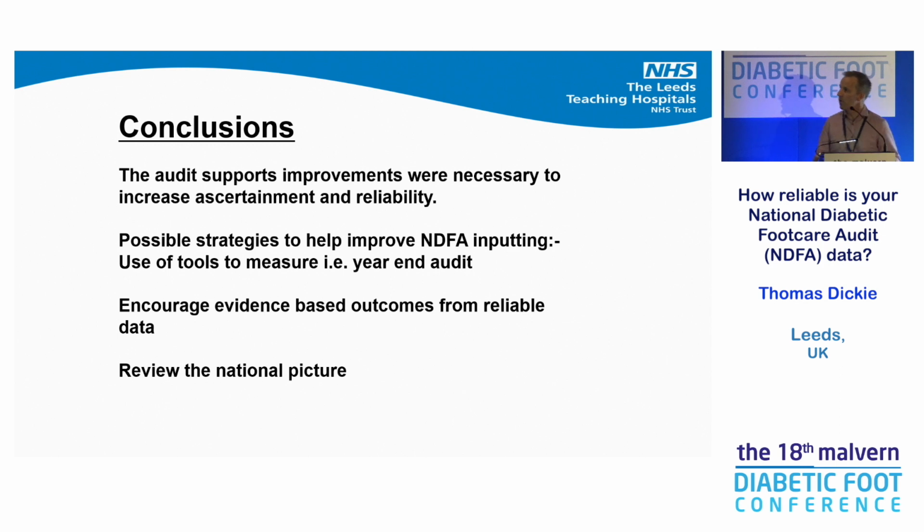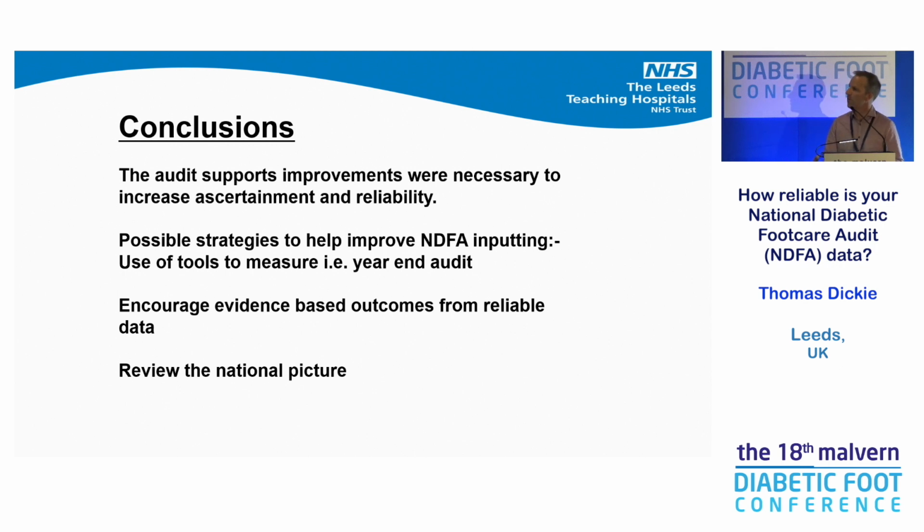So to conclude, this audit supports the fact that we can improve where necessary to increase ascertainment and reliability. That will only improve things locally, but if we all did that, it would improve the UK version as well, and probably help William Jeffcoat perform better in regards to the advice that he gives us from that change.